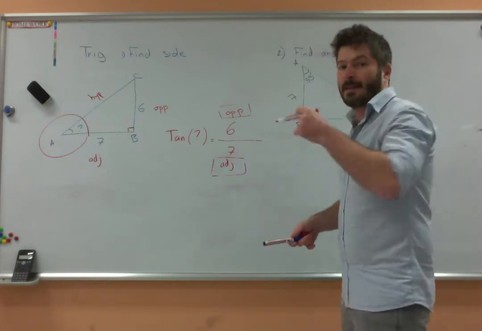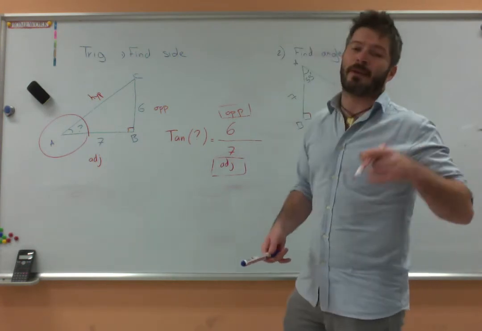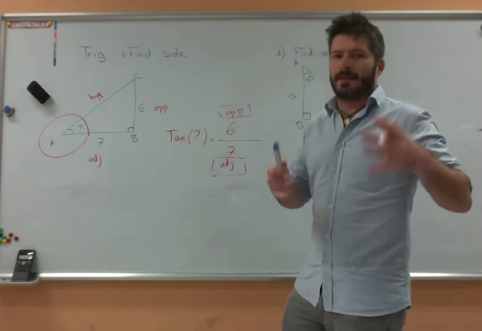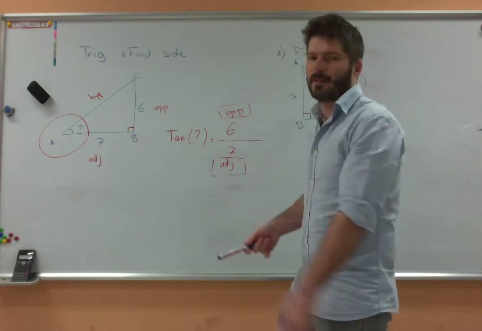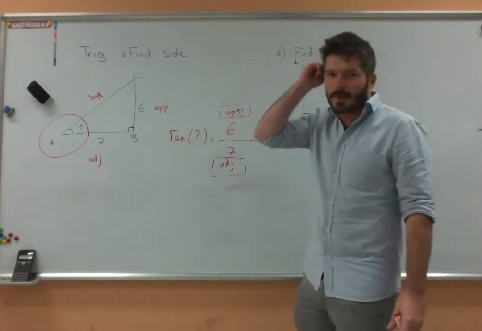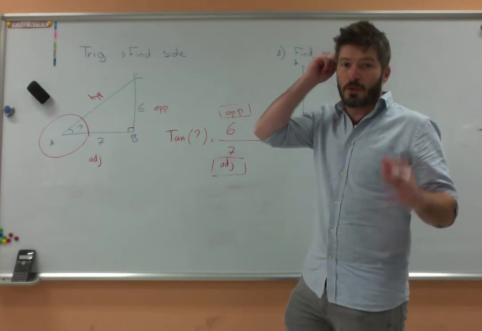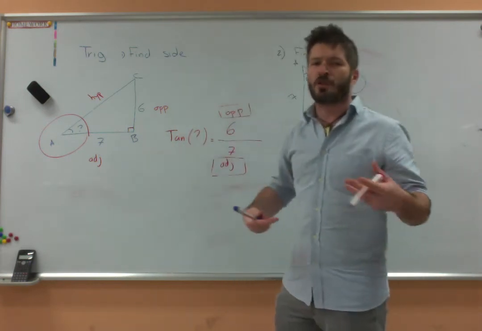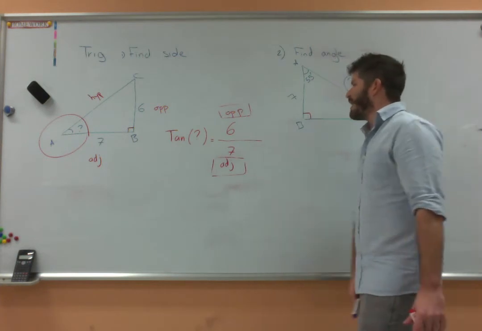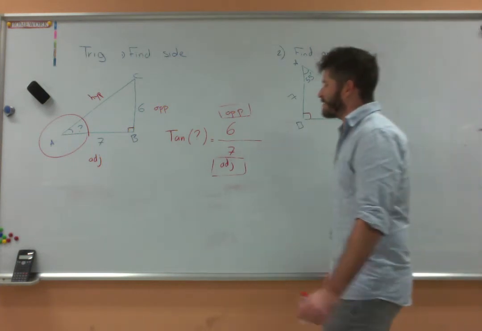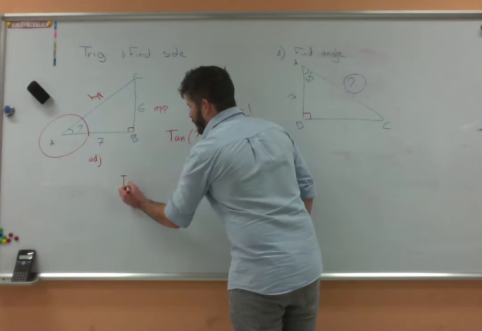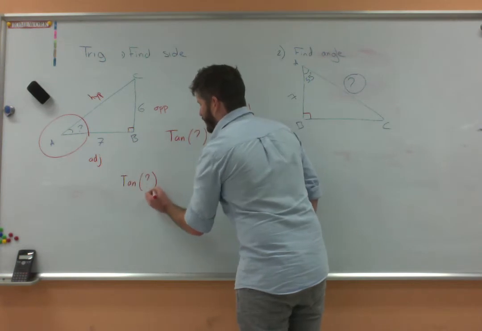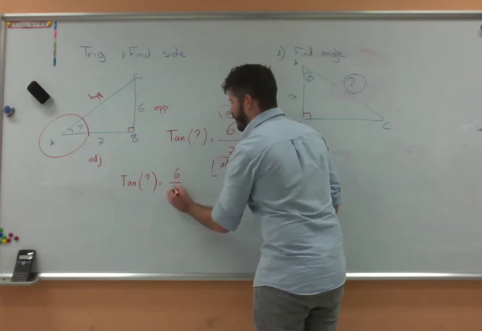Remember, that kind of knowledge, you need to remember it by heart, because this is what's going to help you pick the correct trig function. If you pick the wrong one, the calculator will not know. So you need to figure out what are the sides given and which trig ratio to use. Now that we have this, let's write it a little nicer. So we have tangent of my angle is equal to 6 over 7.